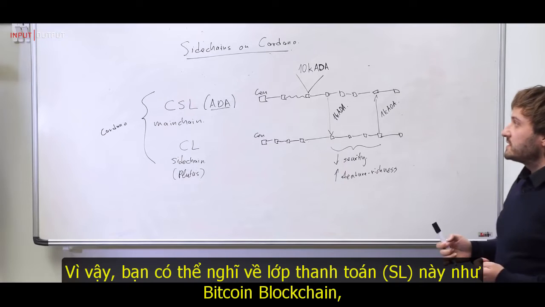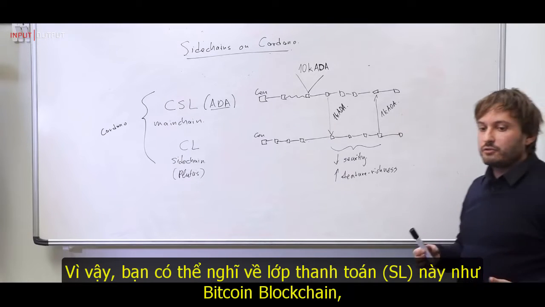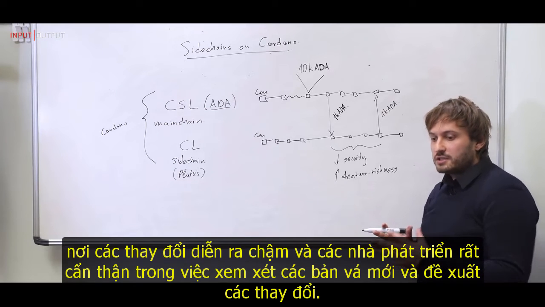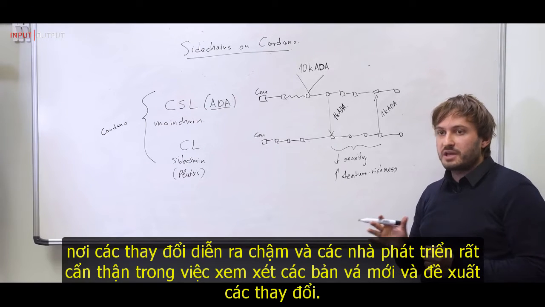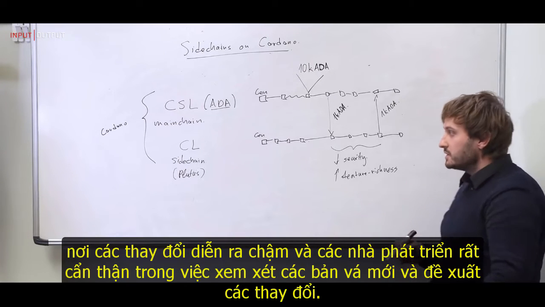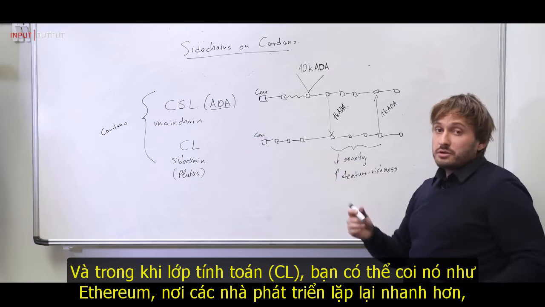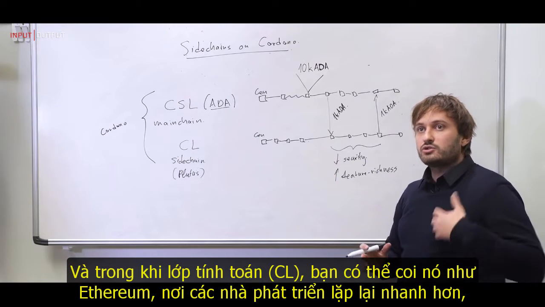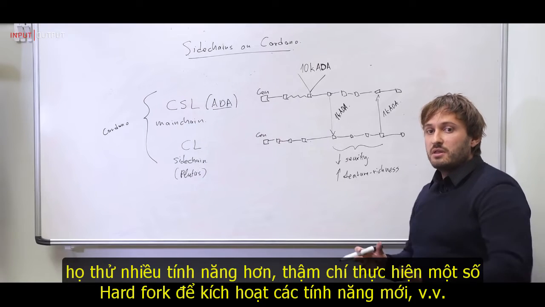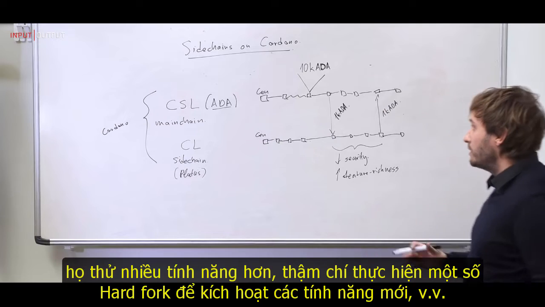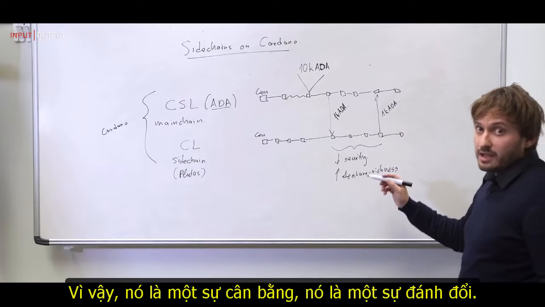You can think of the settlement layer as a very careful blockchain, like the Bitcoin blockchain, where changes are slow and the developers are very careful about reviewing new patches and proposing changes. While the computation layer, you can think of it as Ethereum, where the developers iterate more quickly, they try out more features, maybe they even do some hard forks to enable new features and so on. So it's a balance, it's a trade-off.